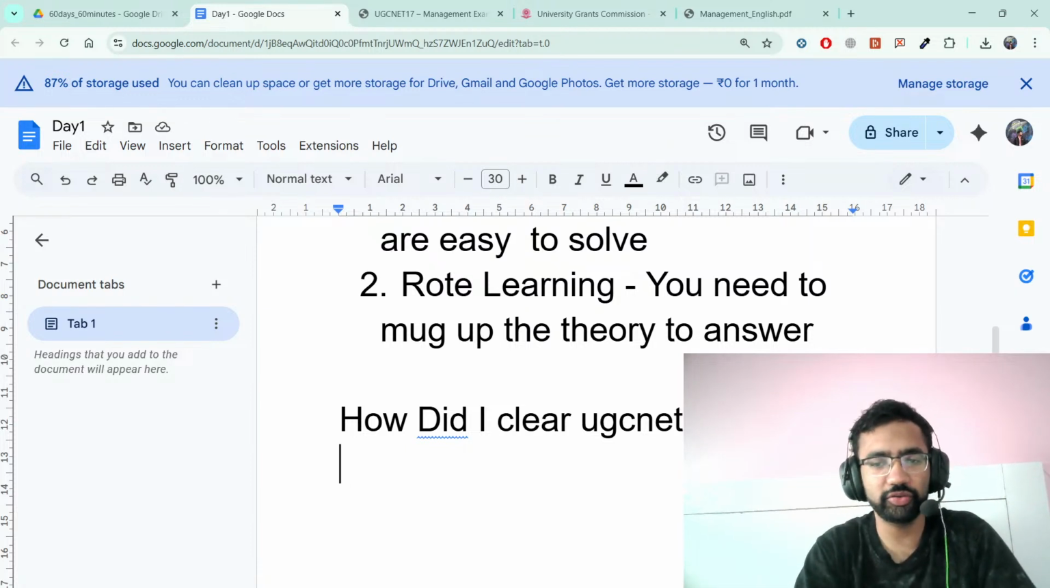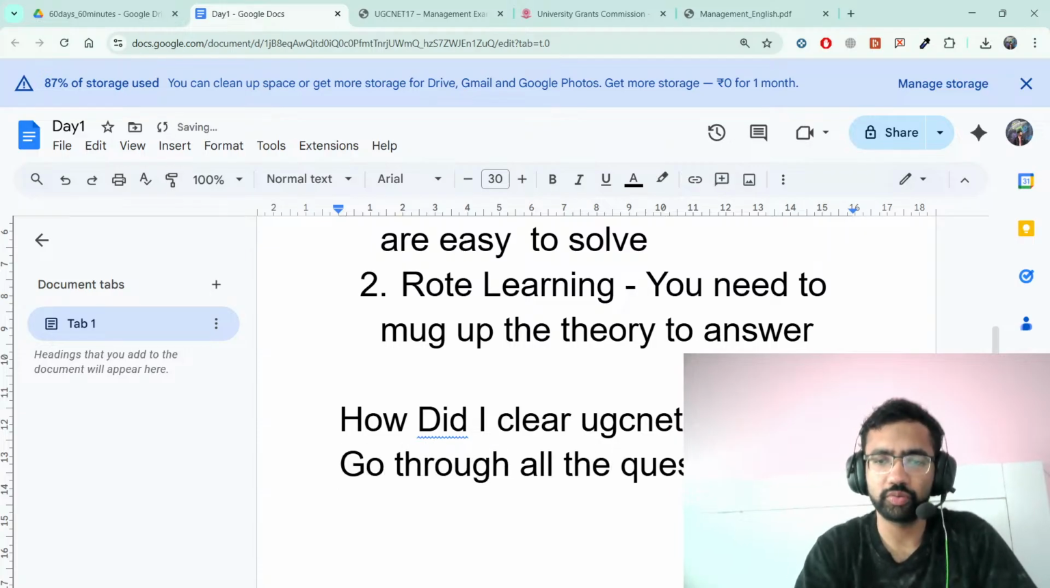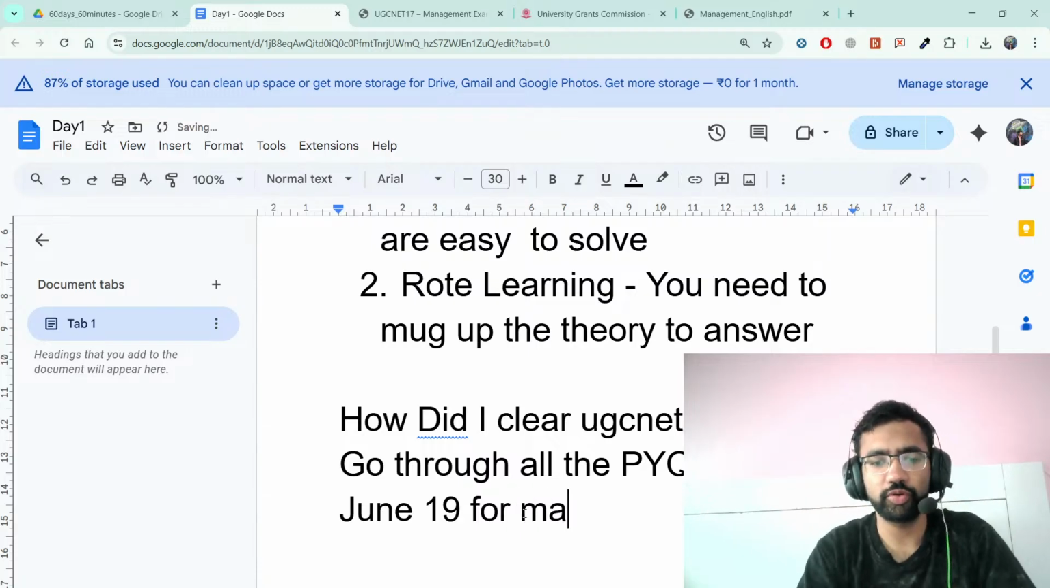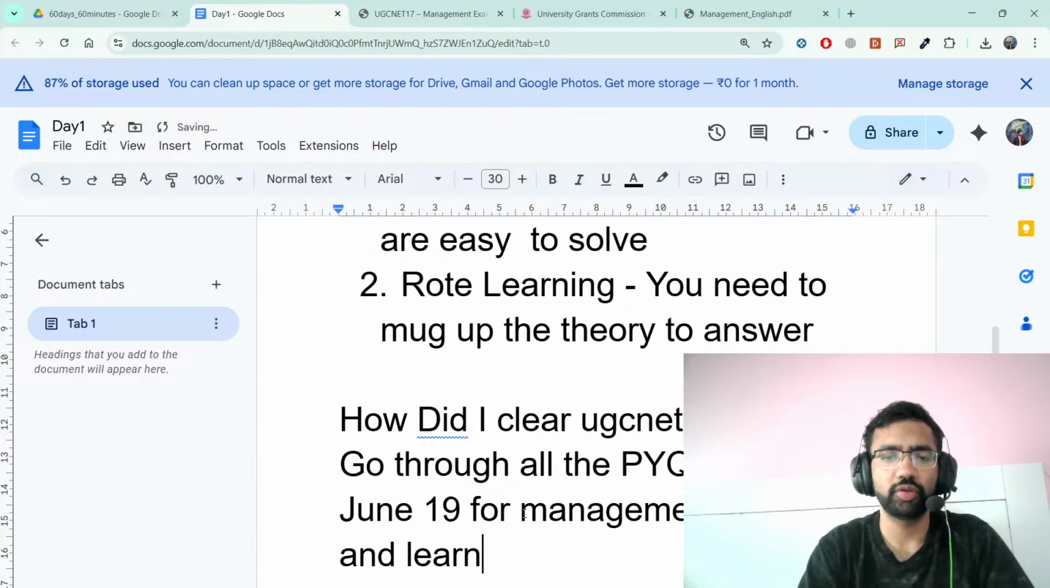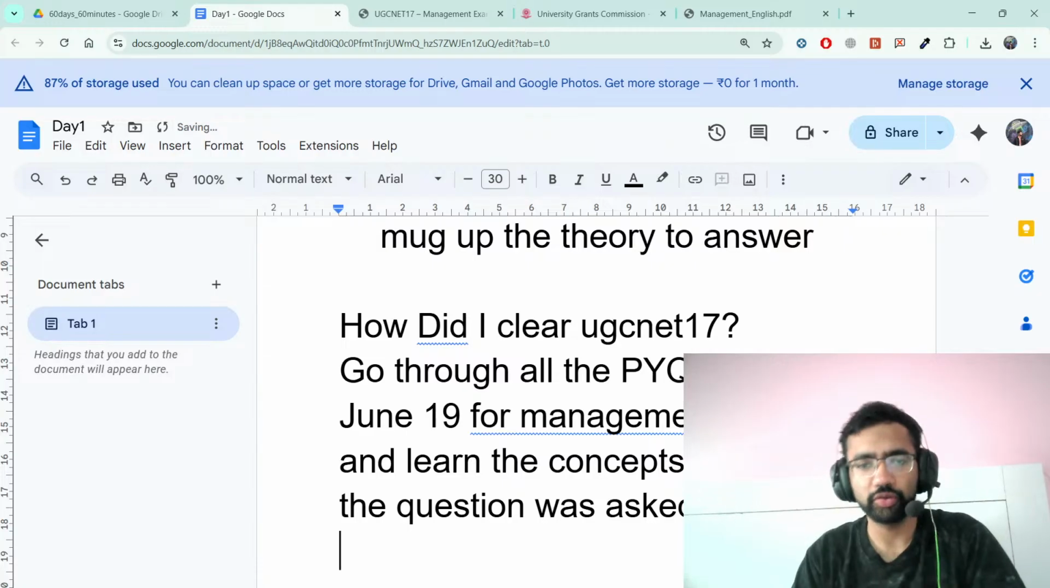So how did I clear UGC NET 17? My simple answer would be, go through all the past year questions, PYQs, since June 19, correct? Because the syllabus for the management paper changed from June 19, and learn the concepts on which the questions were asked. You can clear UGC NET 17 simply by doing this.